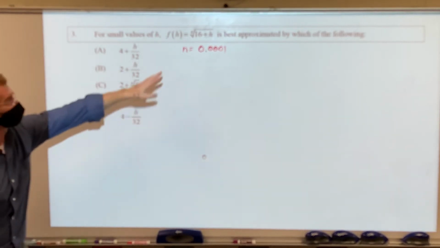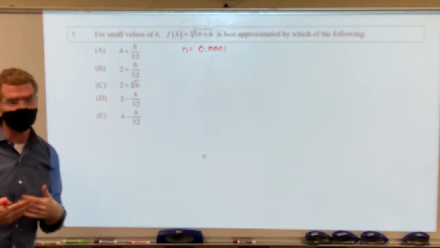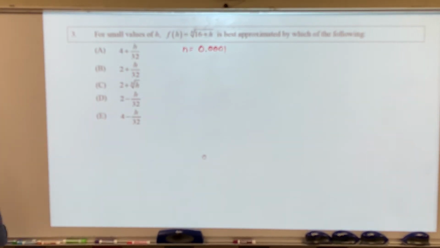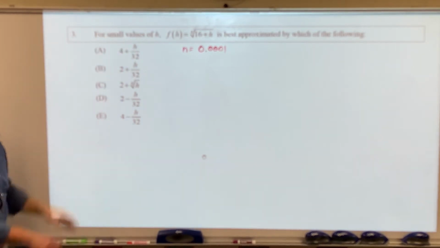It says the key is approximated. So what I'm going to try to think is, can I do a tangent line approximation? Now, if its value is really close to 0, what value close to 0 can I plug in there that I can simplify perfectly? 0, right? I mean really close to 0, right? So again, for small values, I would word that differently on a test if I was giving it, but I just wanted to show you what they were saying.